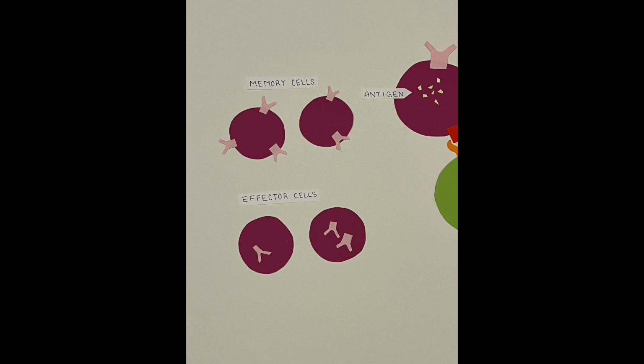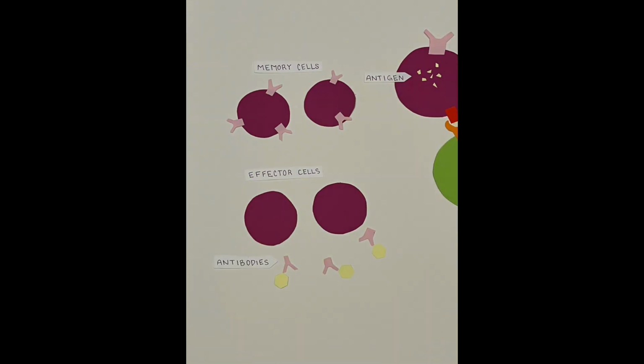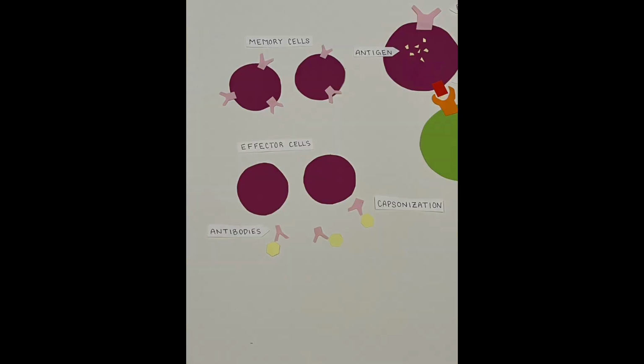While immunoglobulins are B cell receptors, they're also antibodies. The effector cells will then produce free-floating antibodies, which will bind to the antigen in a process called opsonization.